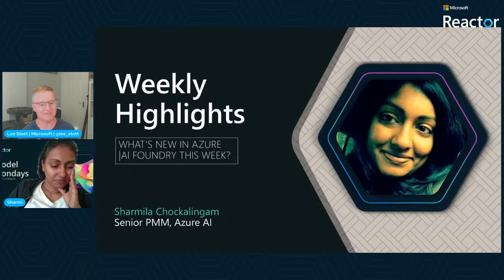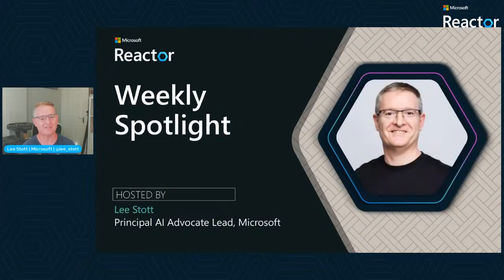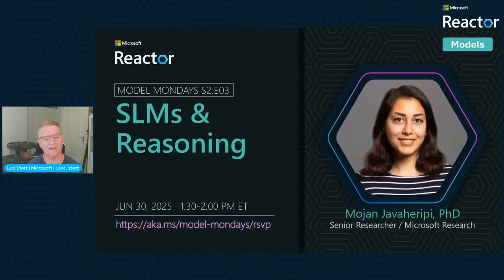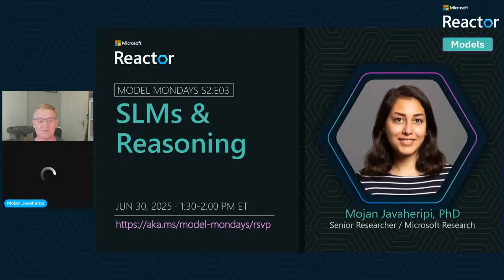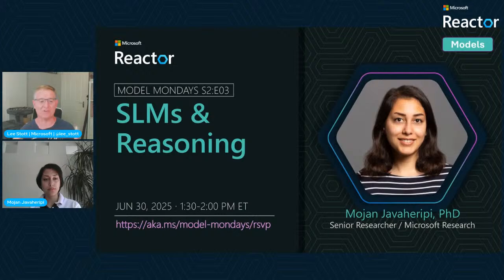So huge thank you, Shamila. So let's move over to our guest. So today we're going to do our weekly spotlight. And we're going to be talking about small language models, so SLMs, and specifically the new reasoning models from the Phi team, so the Phi 4 reasoning model. So Mohan Japili is from the actual Phi team, so she's from the product team, and she's one of our senior researchers in Microsoft Research, so the actual team behind the development of the Phi models. So I'd like to welcome Mohan to the stage, and we've got a great session lined up for you, and then we're open to Q&A.